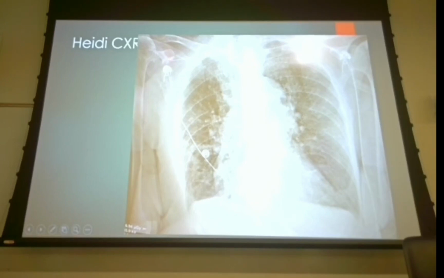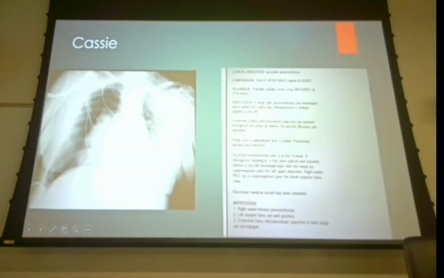I wish I had the history on this patient. That is a sick looking patient. Massive pneumothorax here. So you're probably gonna be seeing this patient again post chest tube insertion.